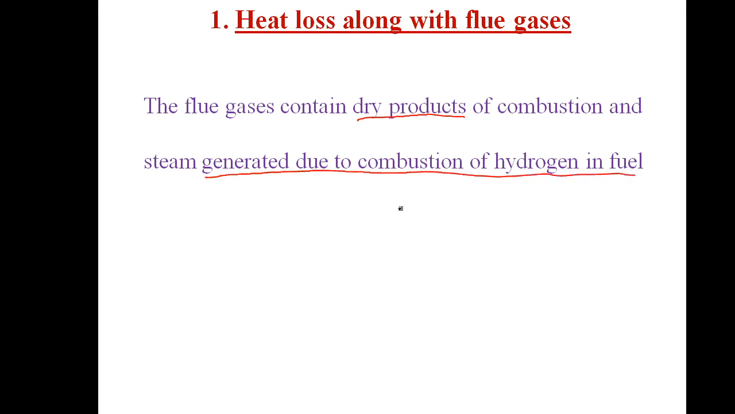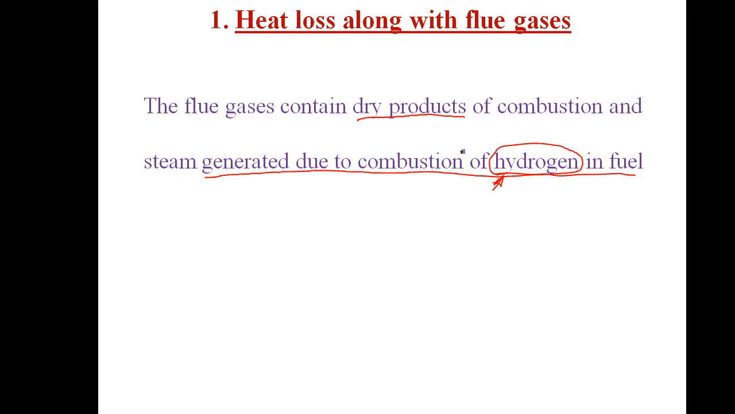So generally fuel contains hydrocarbons. When carbon is burned, carbon dioxide is produced, and carbon dioxide is a dry product of combustion. If the fuel contains hydrogen, then by the combustion of hydrogen, water is formed, and this water absorbs heat energy in order to evaporate itself. The amount of heat absorbed by the water generated by combustion of fuel will also be carried along with it in the form of vapor or steam, which is mixed with the flue gases.